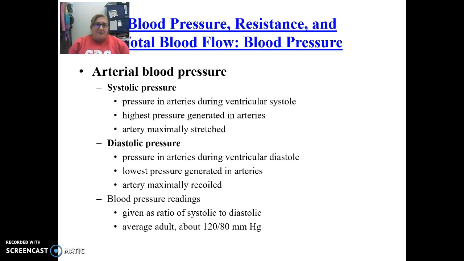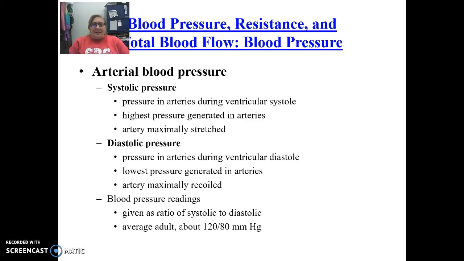There are different terms that we have to know associated with blood pressure. Systolic pressure is the pressure of the ventricles. So systole, in a nutshell, is the contraction state. And typically when we talk about systolic pressure, we're looking at the ventricular contractions. Diastole is the relaxation phase. And when we talk about diastolic pressure, we're looking at the pressure associated with the ventricles at rest.